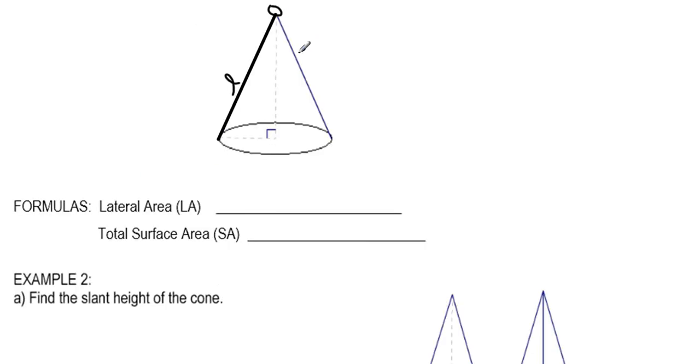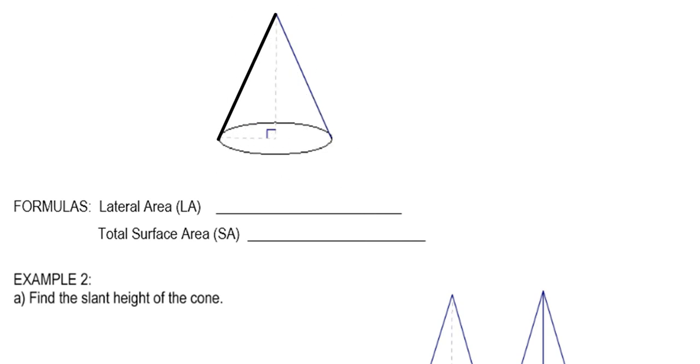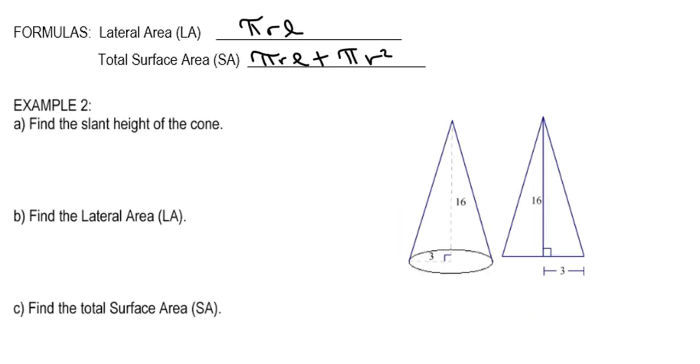Okay, if you're asked to find the lateral area, that's asking you to find the triangular part area here. So it's everything on the cone except for the base of the cone. So our formula for that is going to be pi times the radius times the slant height. And then the total surface area is going to be the lateral area plus the area of a circle. So pi r L plus the area of a circle, which is pi r squared.